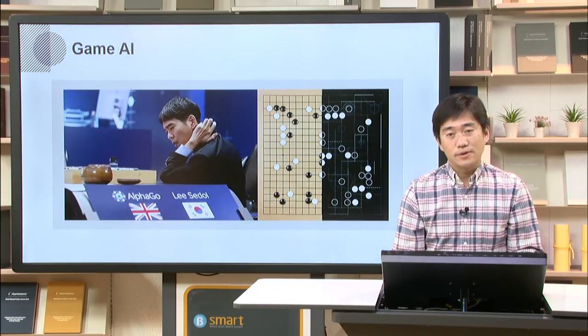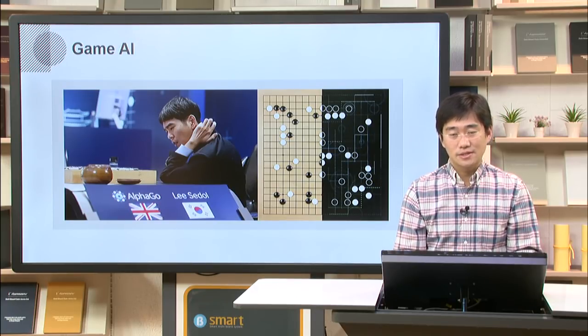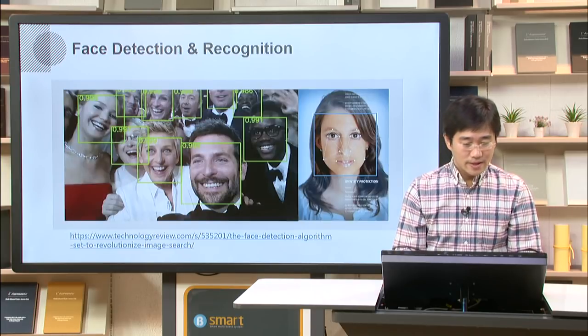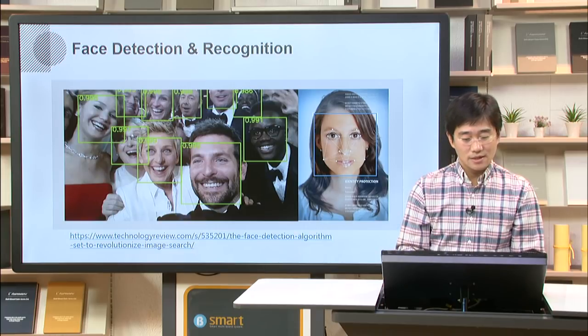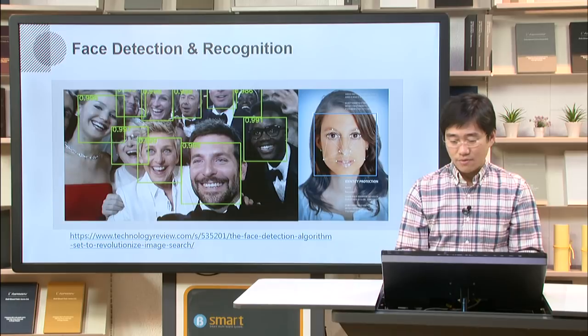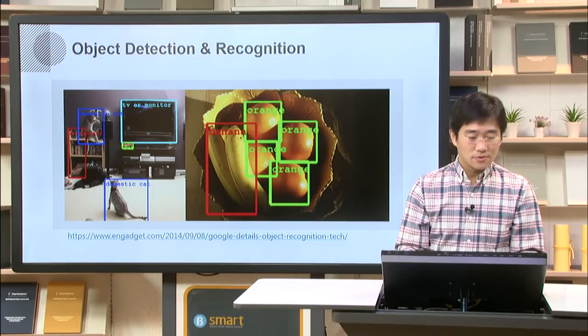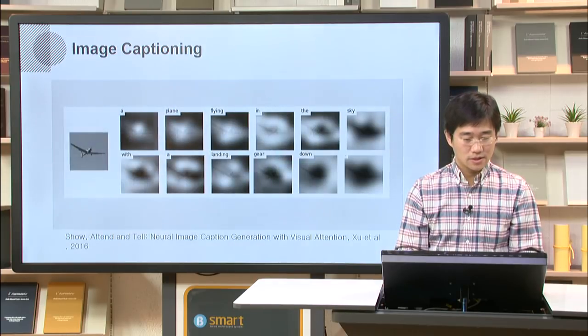It has been applied in many different areas, including game AI. This is a snapshot of DeepMind's AlphaGo. It has also been very successful in image recognition tasks such as face detection and recognition, and other types of object detection and recognition using this deep learning architecture.